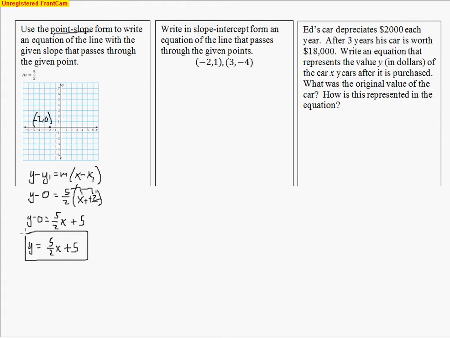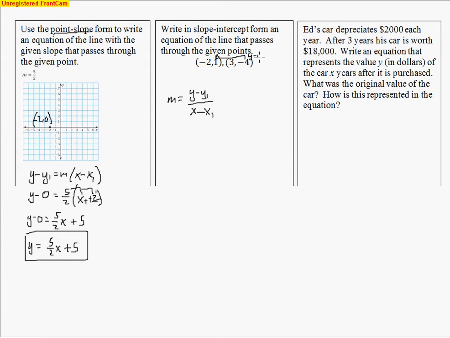So taking a look at the next problem, I have to write in slope-intercept form for a line that passes through these 2 points. So I first need to find out what the slope of the line is. The slope of the line is the change of y over the change of x. So these are my y values right here. Those are the change of y's.